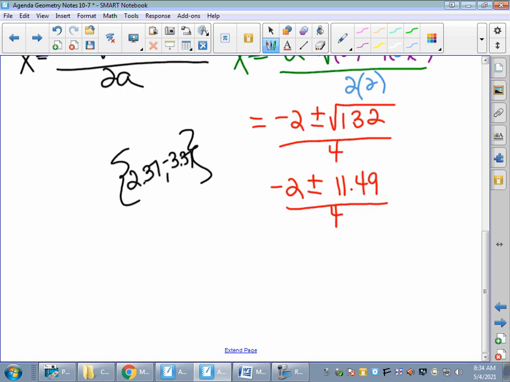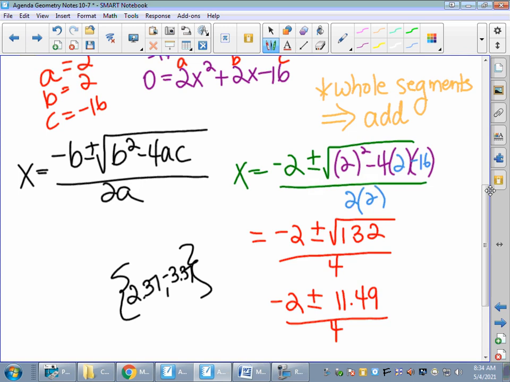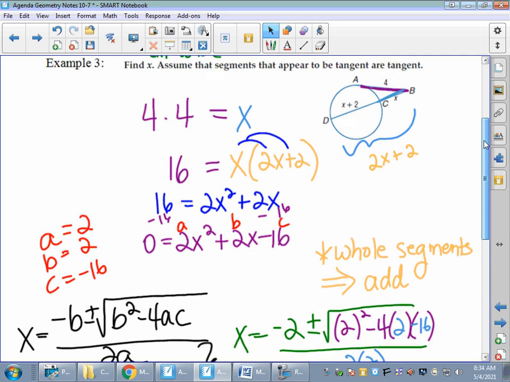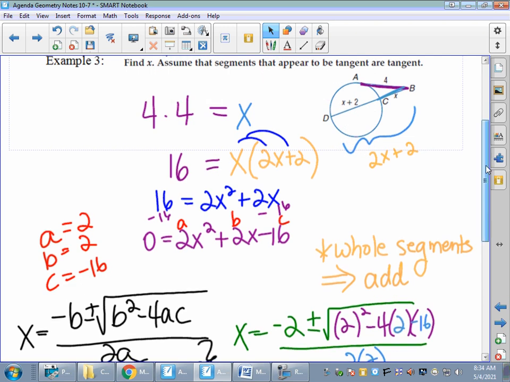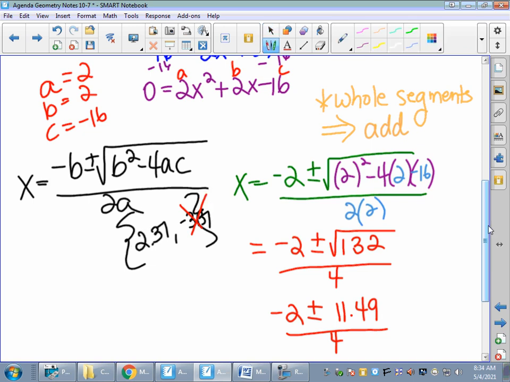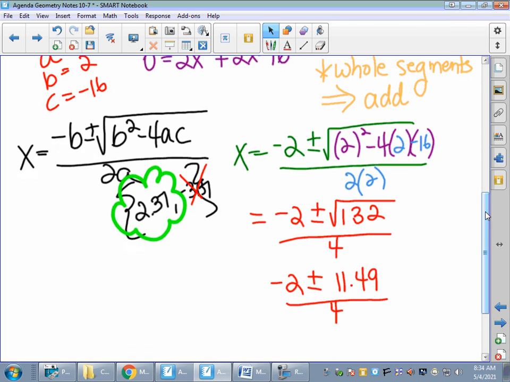Take a quick think about this. So if I think about this in terms of my original diagram, could this little segment BC be a negative value? It can't, right? So automatically I'm crossing out the negative. My only possible answer is 2.37. Not a nice answer, but an answer. Again, we could have kept that in terms of exact answers, broken down that 132, but it's a little bit harder to wrap your brain around.